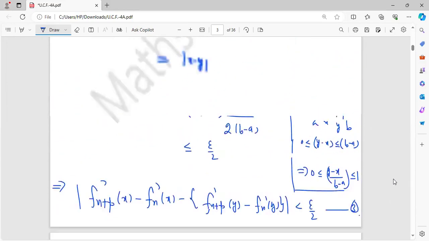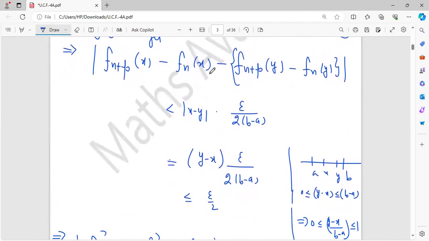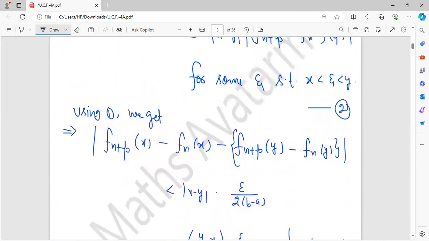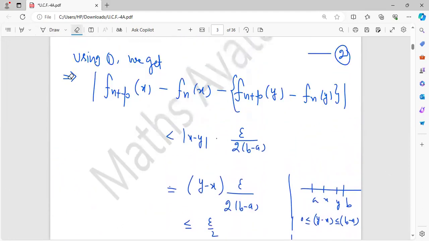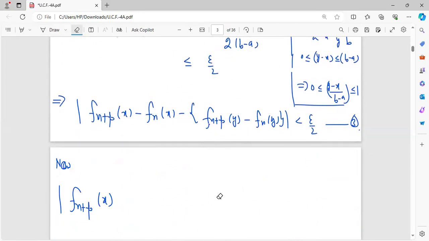Sorry, I have made one mistake here. I am solving this equation. Here it's not a derivative. I wrongly wrote the derivative. Sorry. It is fn, because we are working with fn and we apply the mean value theorem. Here it is fn plus p, fn. So why did I wrongly write fn dash here? So I have corrected it. So now fn plus p x minus fn x. Okay. What about this? I can add and subtract.